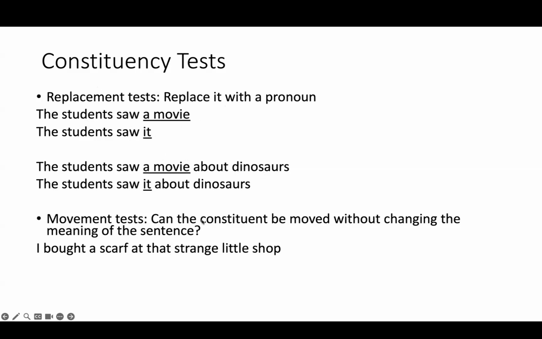And then we can also try a different test, like the movement test. So we can try to move that underlined constituent, or that potential constituent, that chunk, in the sentence and see if it doesn't change the meaning. Like in this case, we're trying to test if at that strange little shop is a constituent. So we move it to the beginning of the sentence.